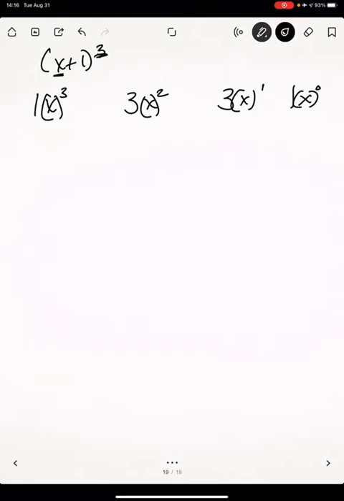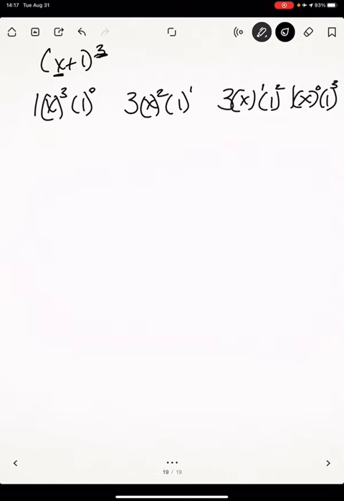Our second term, we're going to do the same thing. We put parentheses 1, parentheses 1, parentheses 1, and then parentheses 1. And then instead of counting down, we're going to count up, starting from 0 up to that exponent, which we said is 3. So it's going to be 0, 1, 2, and 3.